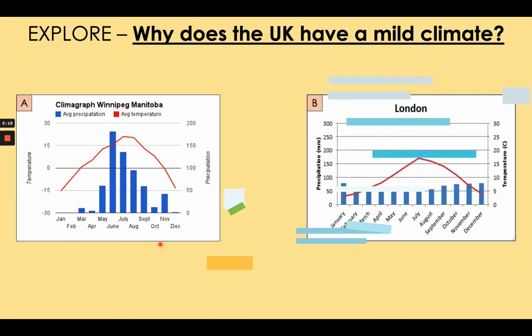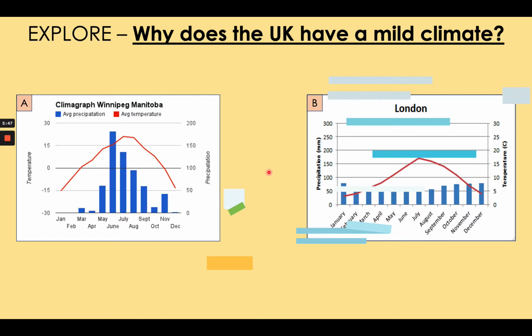Here's a climate graph which shows the average rainfall and temperature throughout the year in a place. This one is of Manitoba, which is a city in central Canada. And this one is of London, the capital of the United Kingdom. Both of these cities are on the same latitude, meaning that both are as far from the equator as each other. And so consequently, the difference in their climates has nothing to do with the angle of the sun.